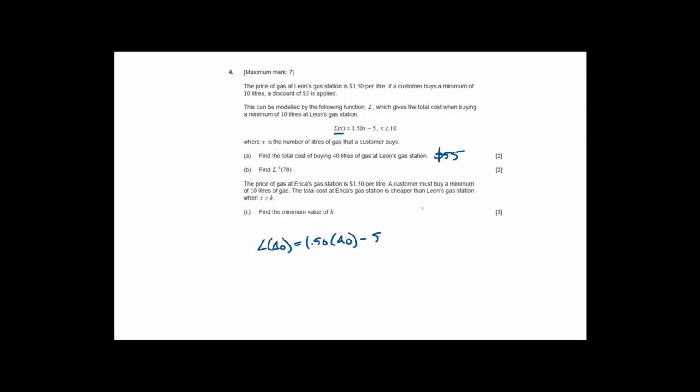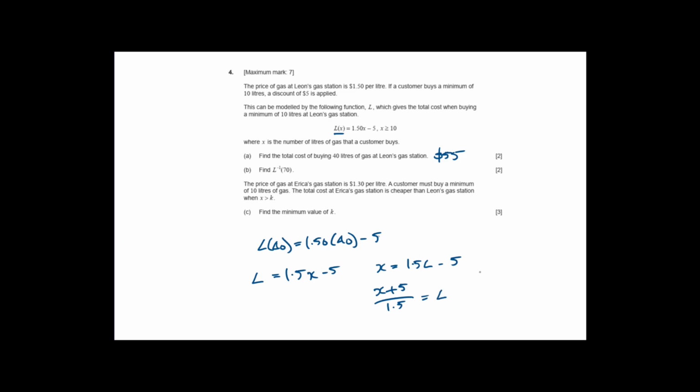So find L inverse of 70. Okay, well, the original function L is 1.5x minus 5. So to find the inverse, we swap the L and the x and then solve for L. So x is going to be 1.5L minus 5. So I'm going to add 5 to both sides, and then I'm going to divide by 1.5. And that's going to give us L.